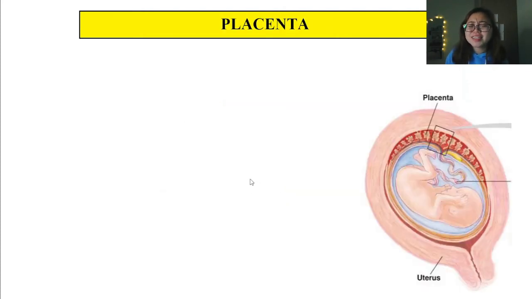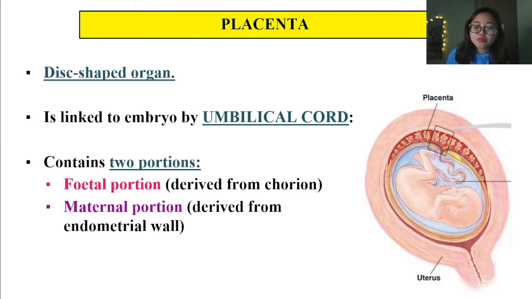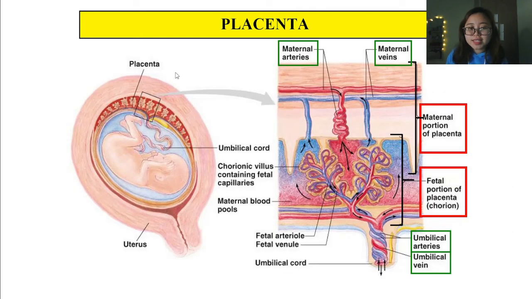Last but not least, we are talking about what supplies you with most of your needs, what you probably heard about before, which is the placenta. The placenta is a disc-shaped organ. It is linked to the embryo via an umbilical cord, and it will contain two portions. The first portion is the fetal portion that is derived from chorion, and the maternal portion, which is derived from the endometrial wall.